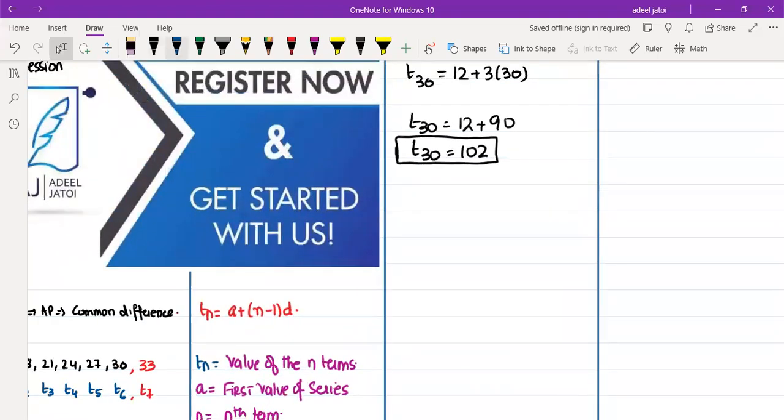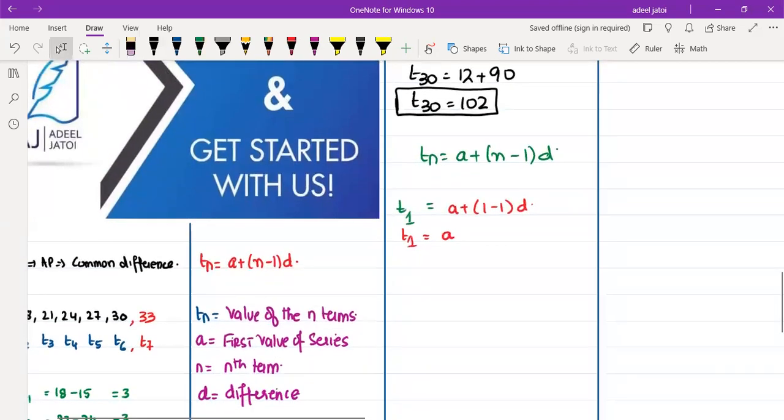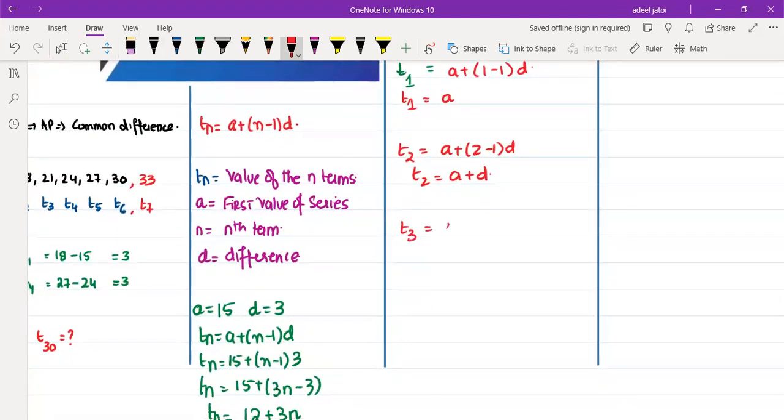Similarly, with the given formula, Tn is equal to A plus n minus 1 D. If we need the expression for T1, this will be A plus 1 minus 1 D. So 1 minus 1 is 0, and T1 becomes A. Similarly, if we have T2, this is A plus 2 minus 1 D, so T2 becomes A plus D. If we want T3, A plus 3 minus 1 D, so term 3 is A plus 2D.